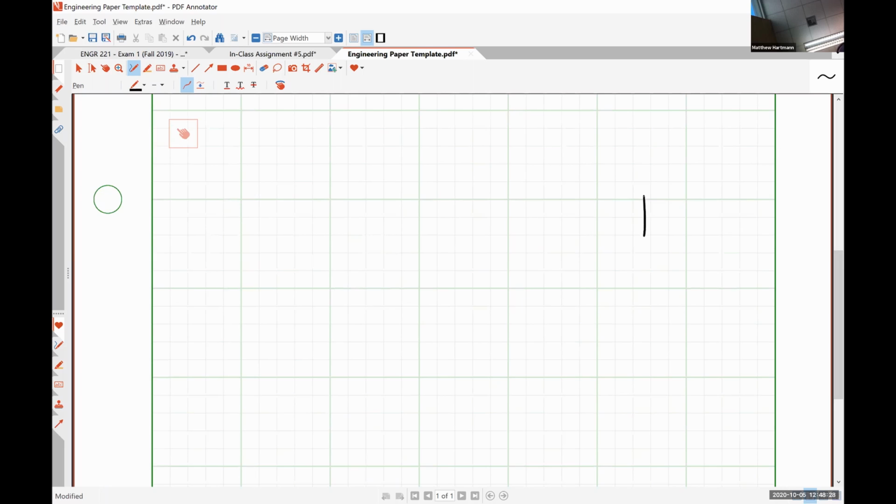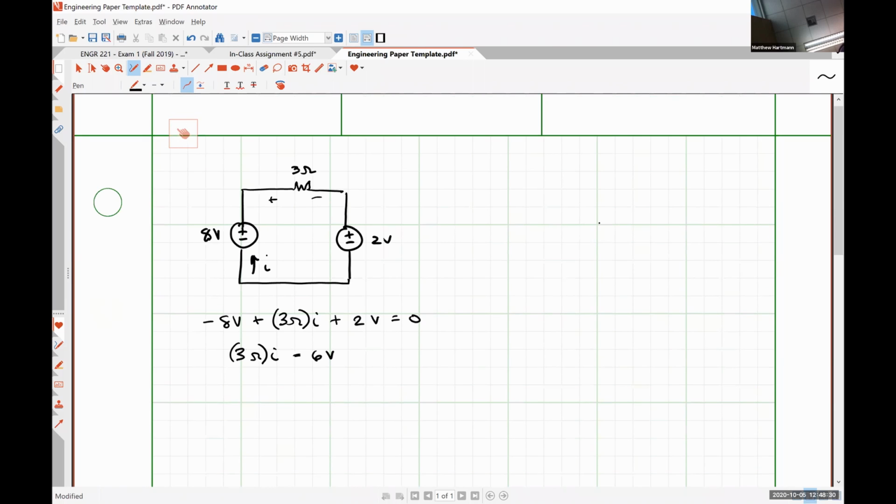So if we have our resistor like so, 3 ohms, positive polarity, negative polarity, then what we should have is a 6-volt resistor, or excuse me, a 6-volt source, positive polarity on top, negative polarity on bottom.